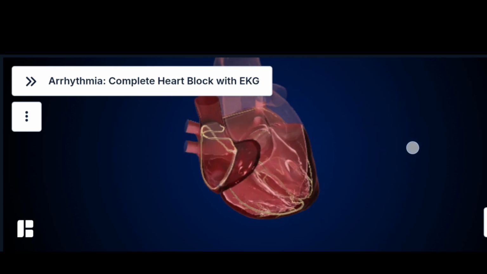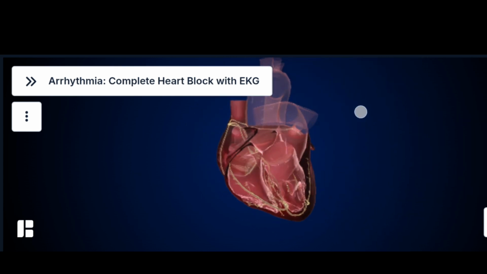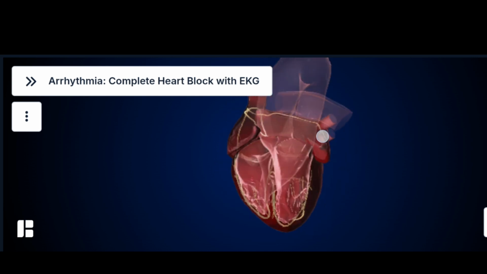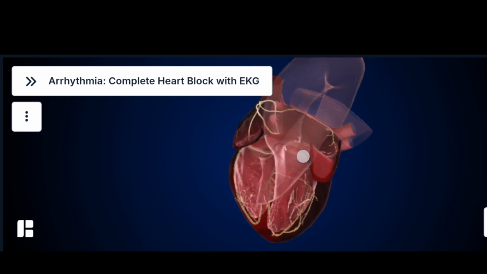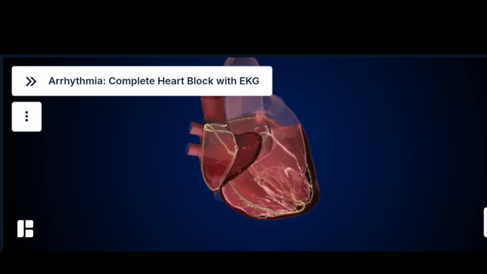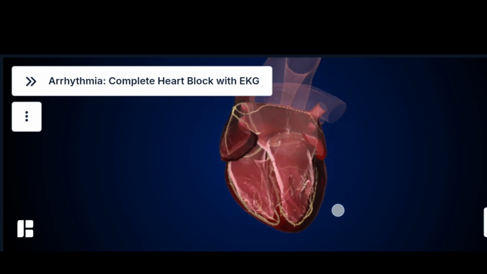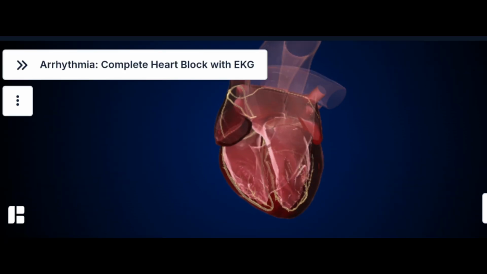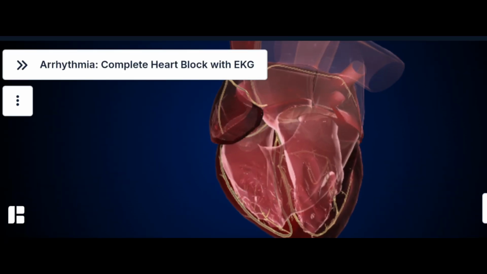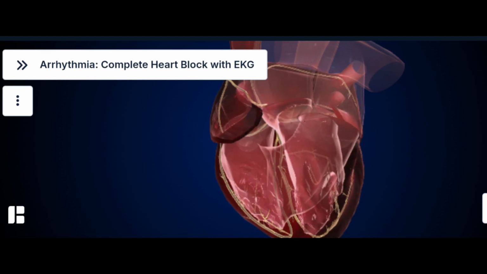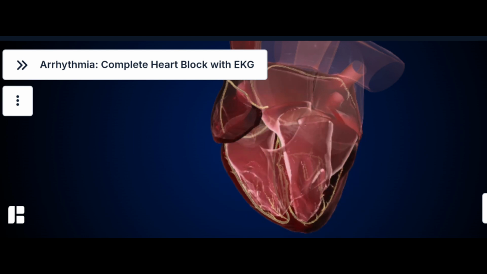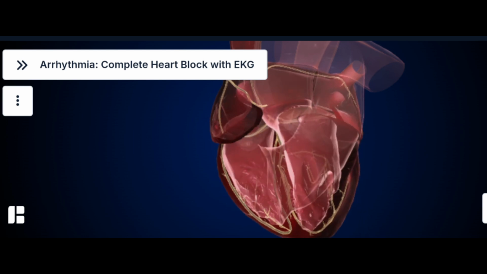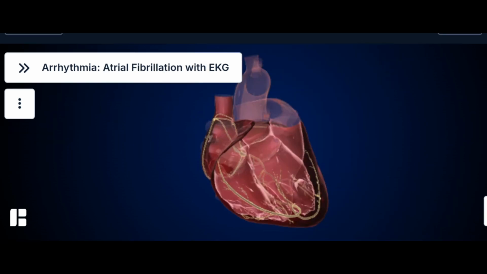So students, you can see that this is an arrhythmia, complete heart block, where we can see by the EKG report that the ventricles and the atria are both contracting, but there is no coordination between the atria and the ventricles. They are contracting separately. Okay, there is no coordination.